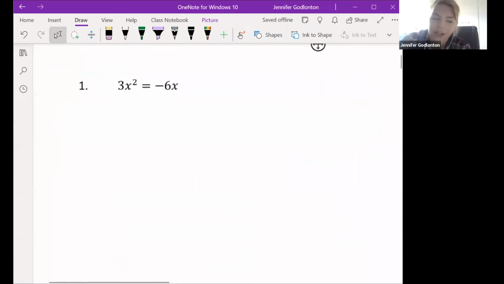Okay. So this glorious question here is out of 4 marks. My first question to you is, what type of equation is this? And what is the giveaway? What is the giveaway in this equation that tells us what type of equation it is?